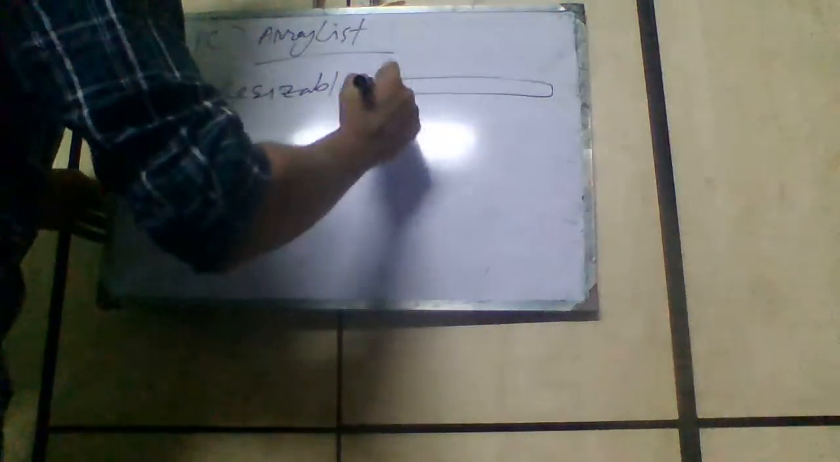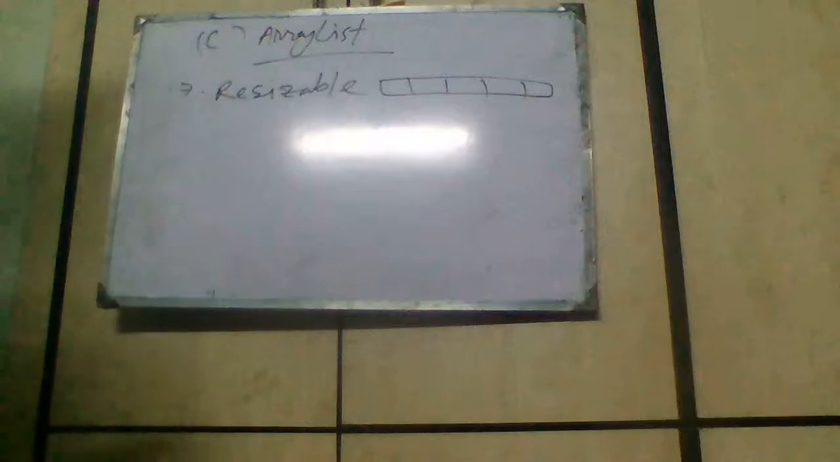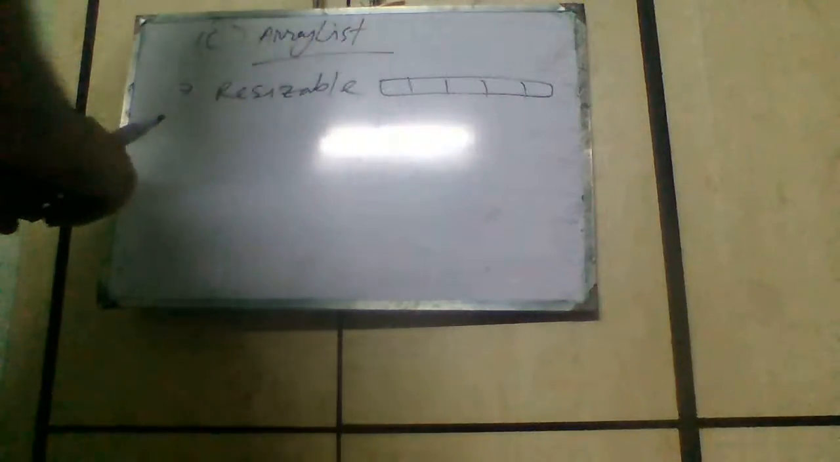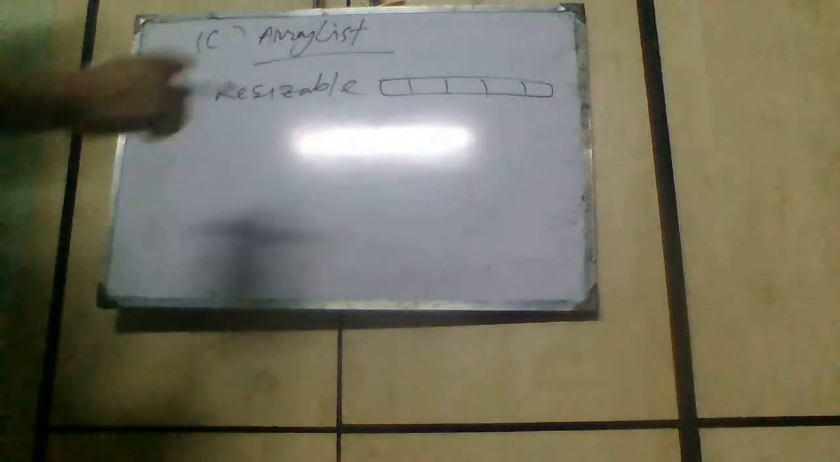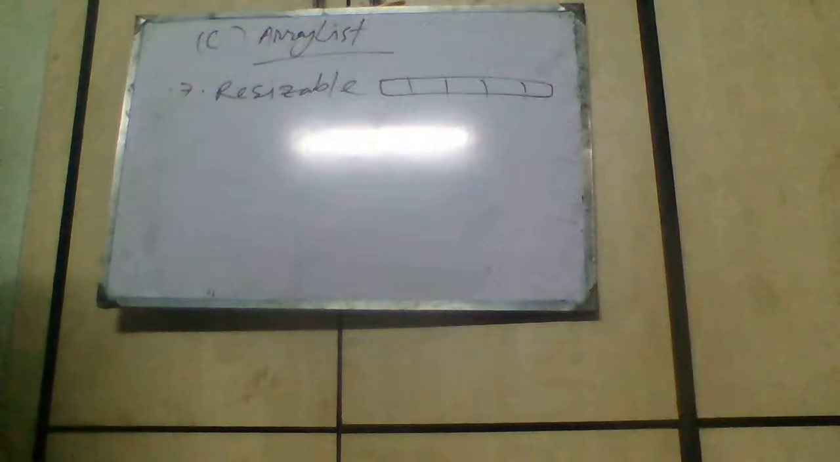Okay. Then resizable array. It is resizable, which means if we want to store a value in runtime, it can automatically allocate the space for that value. Okay. And that's it. These are all the characteristics of ArrayList.